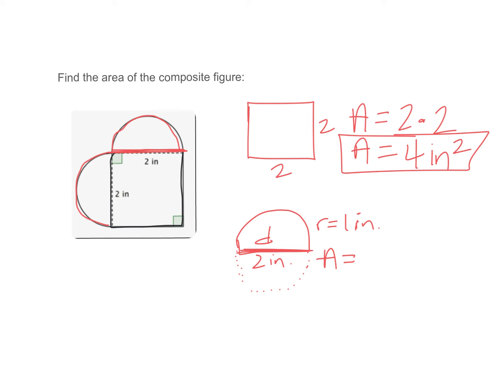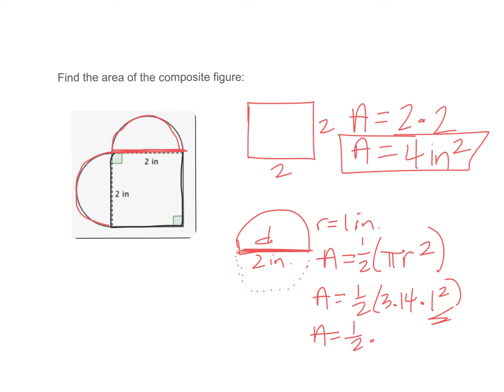I'm ahead of myself. The area of a circle is pi r squared, okay? But then the area of a semicircle, because that's half of the circle, is going to be half of that, okay? So let's plug in what we know. 1/2, and then we have 3.14 times 1 squared. 1 squared is 1 times 3.14 is 3.14. So we have 1/2 times 3.14.